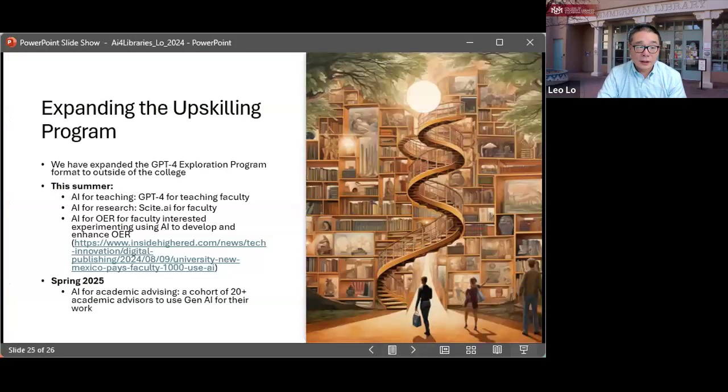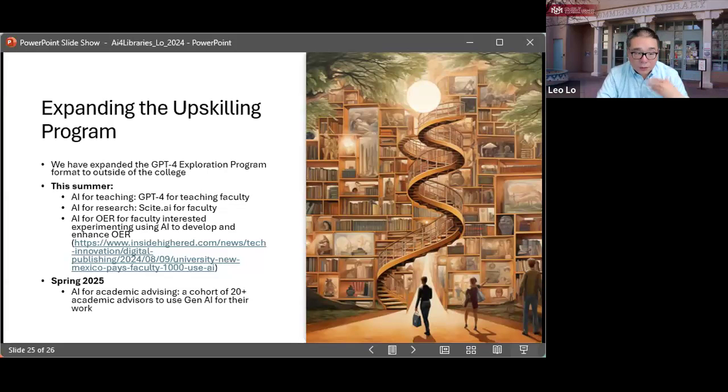So we're expanding it now. We did it last summer within our college. This summer, we have an AI for teaching, GPT-4 for teaching faculty, and AI for research. We subscribe to an app called Sites.ai for faculty wanting to use AI for literature review. And also, we have an AI for OER, open educational resources, for people interested in experimenting with using AI to develop and enhance OER. Inside Higher Ed wrote an article on that. We actually paid faculty a stipend to help us write an OER guidebook, basically adding case studies to a chapter on AI.